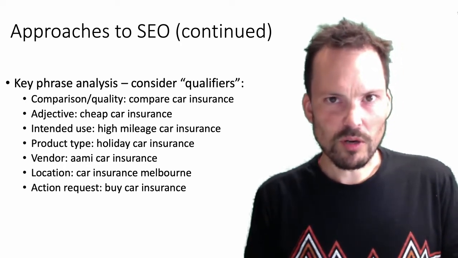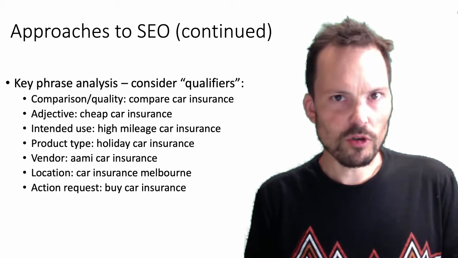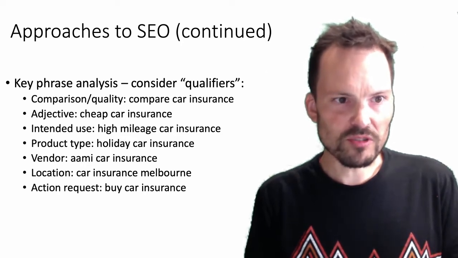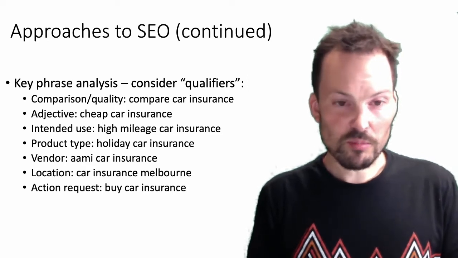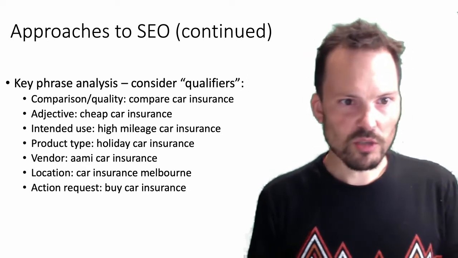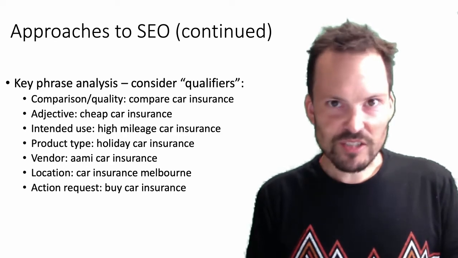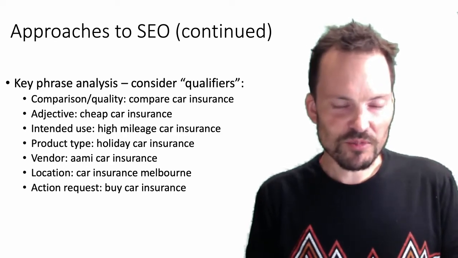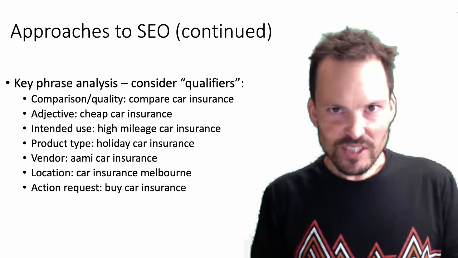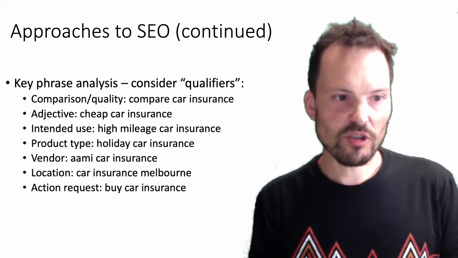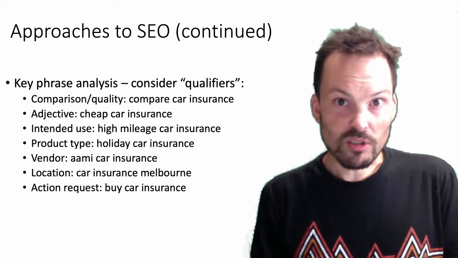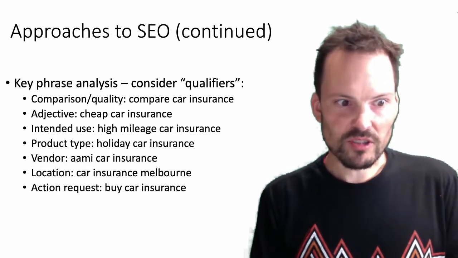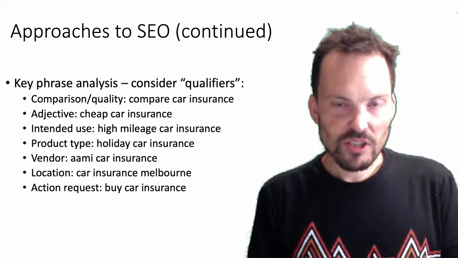Think about what people are actually searching for. What are the most common searches to find your business? So are they looking for a comparison, for example here, like compare car insurance? Are they looking for an adjective like cheap? Are they looking for what intended usage? Are they looking for product types? Are they looking directly for a particular vendor, or is it location based, or is it based on action?